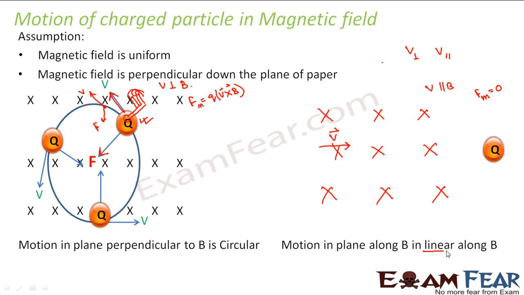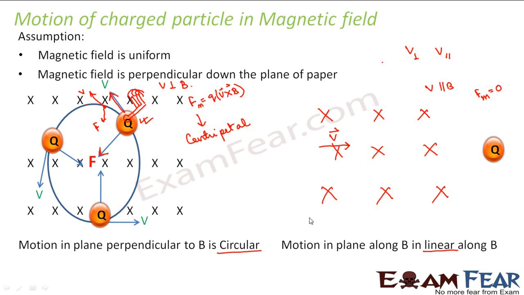It is linear. For the perpendicular component of velocity, the motion is circular because there is a magnetic force which will act on the particle, and that magnetic force will act as a centripetal force. But in case of the parallel component of velocity, the magnetic force that acts on the charged particle will be 0, because of which the velocity of the charged particle will remain unaffected and the particle will move in a linear path. So what do we say? With the perpendicular component the motion is circular, and with the parallel component the motion is linear.